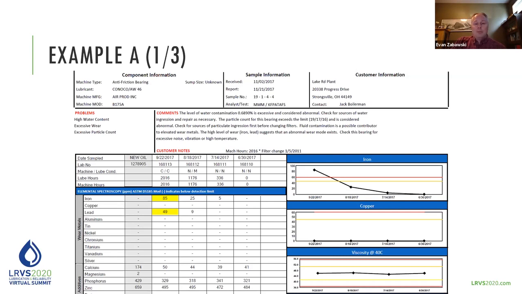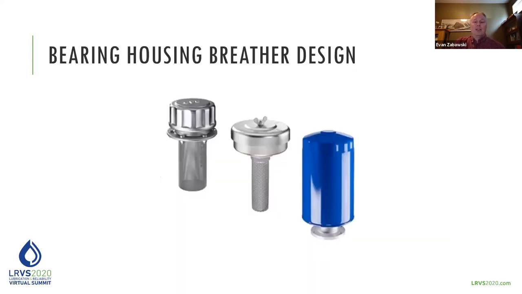But what we probably would do is something simple like go inspect the breathers. Right? It probably has a breather on it that maybe could use some upgrading from one type to another. Or maybe it already has a slightly improved breather, and needs to go to an even better breather. Maybe it's something as simple as the breather is damaged. It's not on tight, it's not functioning the way it should.